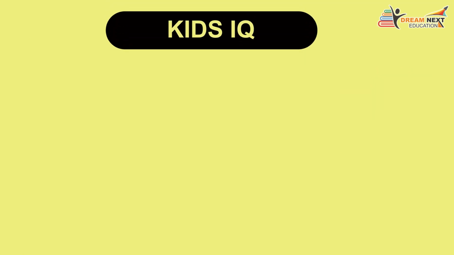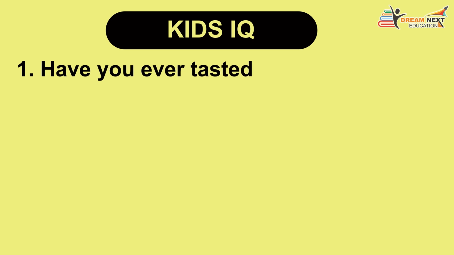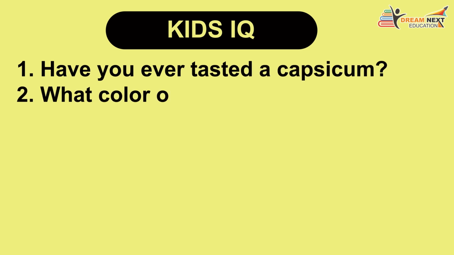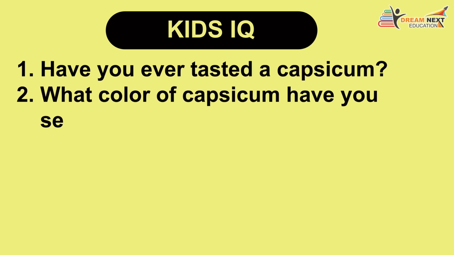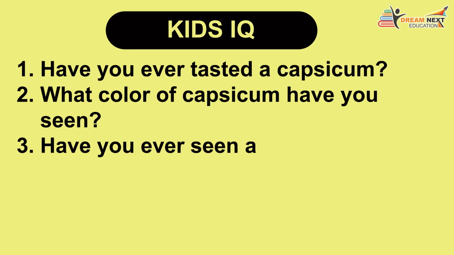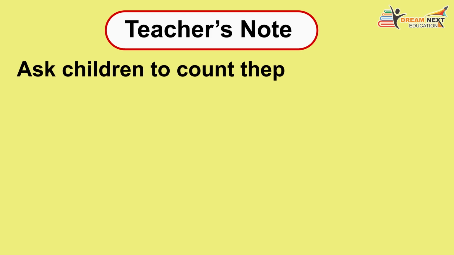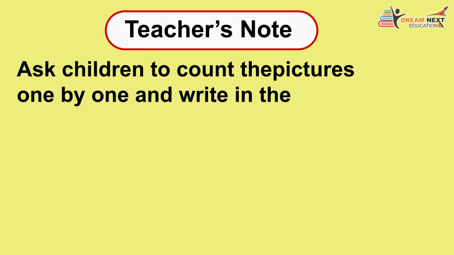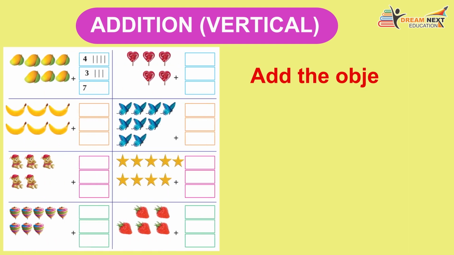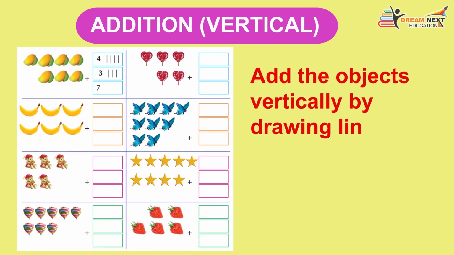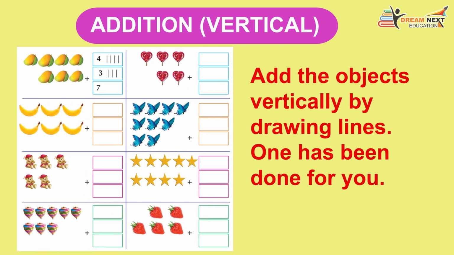Kids IQ. 1. Have you ever tasted a capsicum? 2. What color of capsicum have you seen? 3. Have you ever seen a sunflower? Teacher's note. Ask children to count the pictures one by one and write in the given box. Addition. Vertical. Add the objects vertically by drawing lines. One has been done for you.